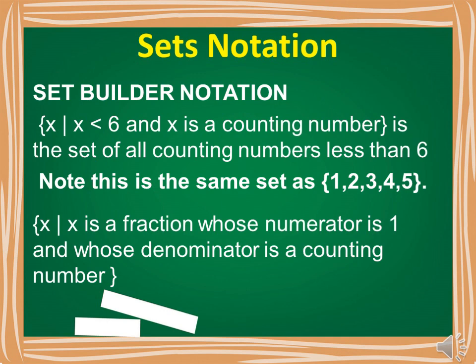So as you can see, we have here a variable x. This variable x represents any counting number less than 6. So it can be 1, 2, 3, 4, 5. So any counting number less than 6. This is the same set as 1, 2, 3, 4, 5. So do you think this satisfies the set builder notation here? Of course, yes. All these numbers are counting numbers less than 6.